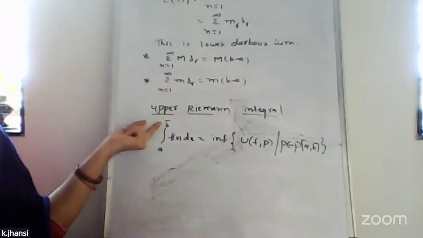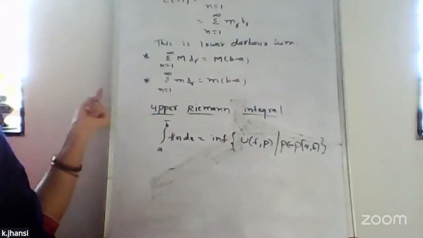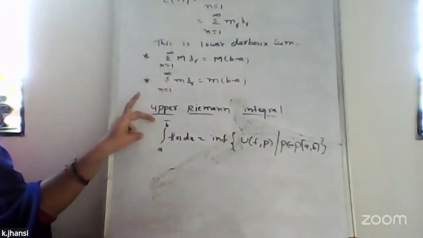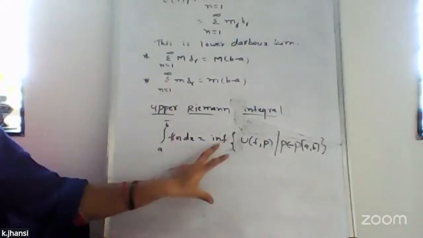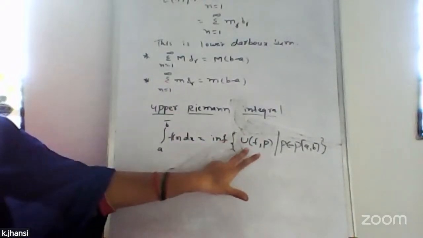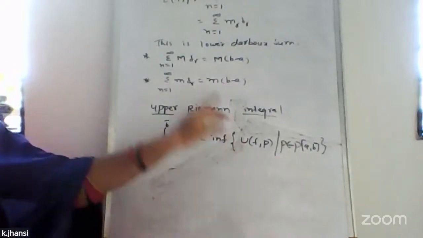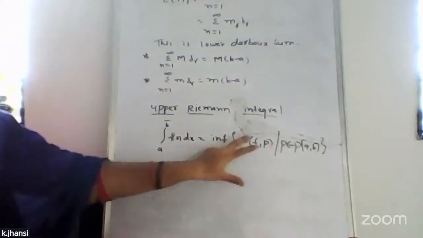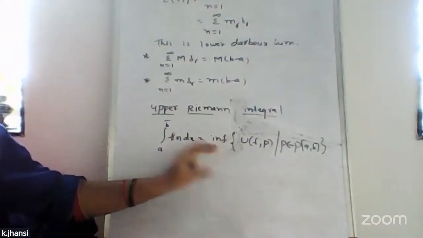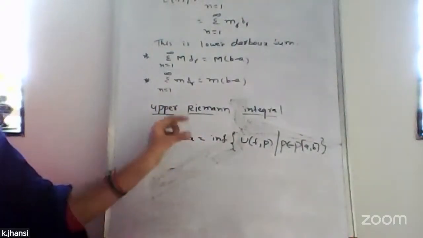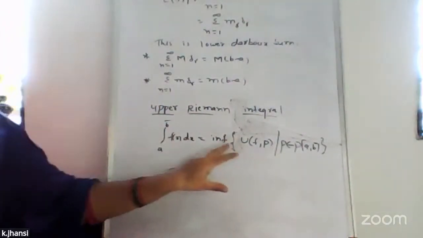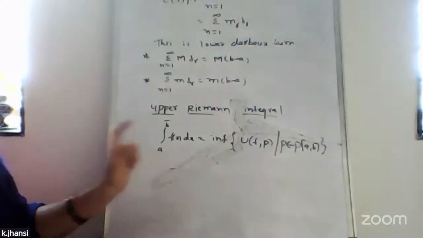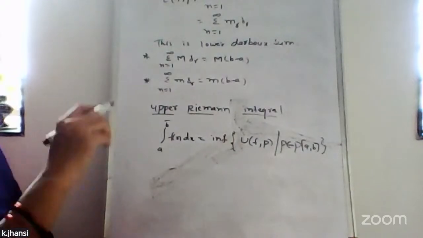Here you can see the representation of the upper integral, with a dash on it. This is the main representation, and it is defined as the infimum of upper Darboux sums. Just now we have seen the definition of upper Darboux sum. Whatever elements are there, the smallest element, which is what infimum is, if you take the smallest element from this, that will be the upper Riemann integral. This is the definition of the upper Riemann integral.